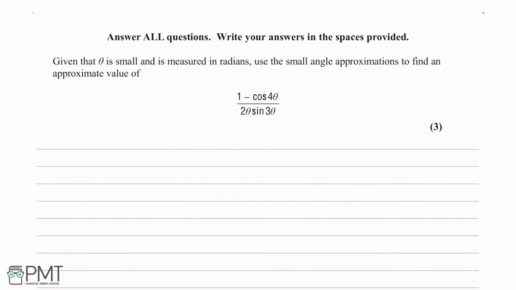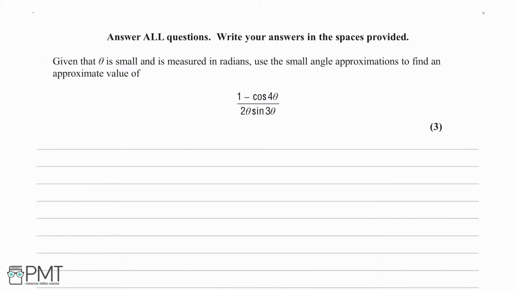We will be answering the question which is in front of us, so let's start by giving it a quick read. It says, given that theta is small and is measured in radians, use the small angle approximations to find an approximate value of (1 minus cosine 4 theta) all over (2 theta sine 3 theta) for 3 marks.